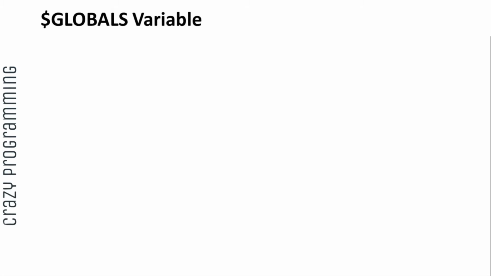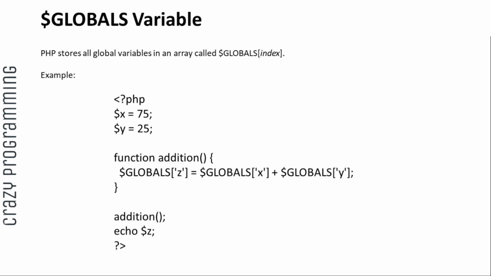Let's begin with the GLOBALS variable. First we will understand what global variables are. PHP stores all global variables in an array called $GLOBALS, inside this index. Let's see an example of a global variable. I also showed you before how to use this, so let's understand it again.